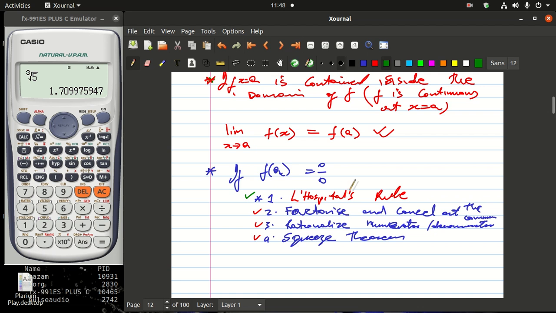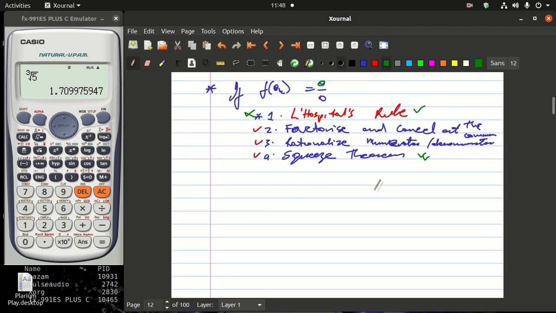In other words, you always end up starting with L'Hopital's rule, and then after L'Hopital's rule, if it's not working, you can try the squeeze theorem. But I highly doubt that L'Hopital's rule is not going to work if these three can work. As long as you have 0 over 0, try L'Hopital's rule. I know that we haven't yet studied this one. We'll study it after studying the derivatives, but that's how you end up solving limits.